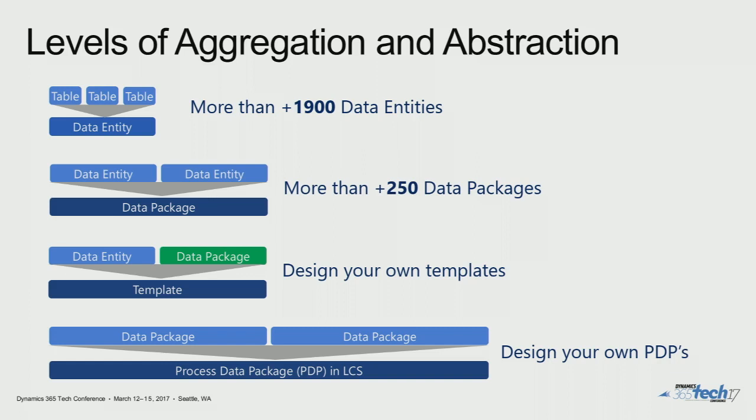So you can create in LCS one process data package containing those 10 data packages, and just process that file, and LCS will take care of handling those 10 data packages. It's similar to the data package, but bundling all of them and defining the sequence. So from the table, we move to the data entity. From the data entity, we move to the data project. From the data project, you can blend with templates. You still have LCS to create a process data package and combine all of those, so you can finish with only one single data package if you want.